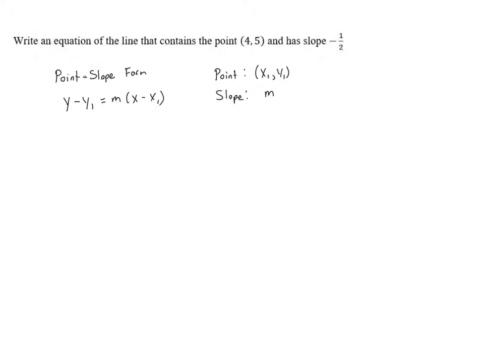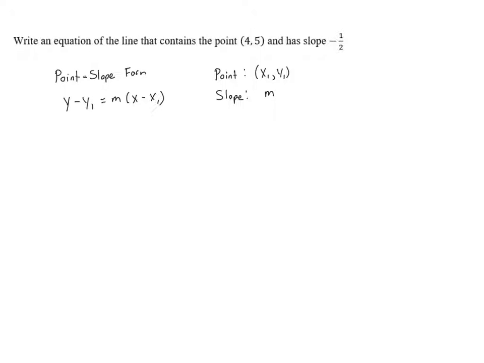If we know a point on the line, and we know the slope of the line, we can substitute those values into the formula. The x1 and the y1 go here, and the m goes there. And when we substitute in numbers for those values, we end up with an equation that only has x and y as the variables, and that's going to be the equation of the line.